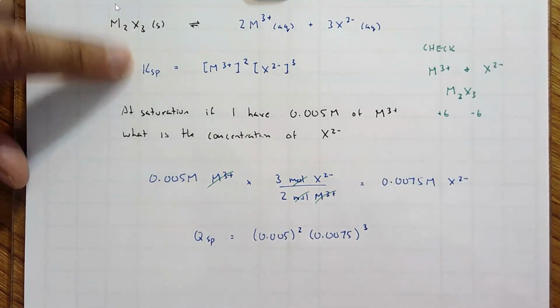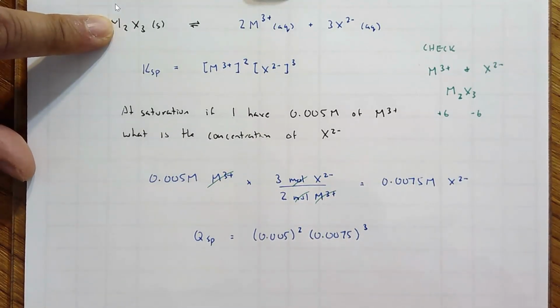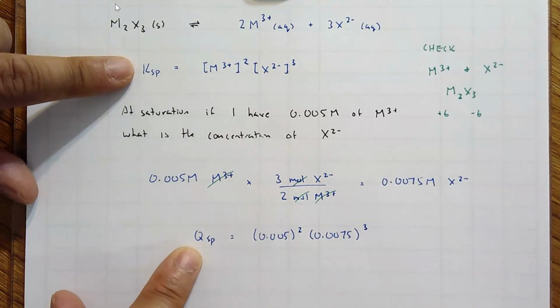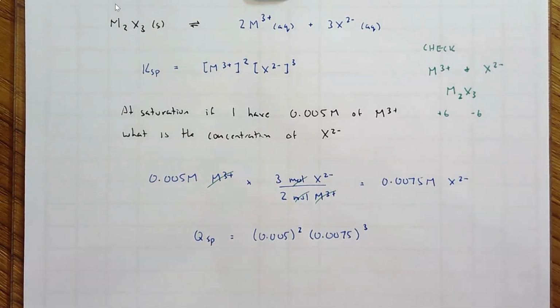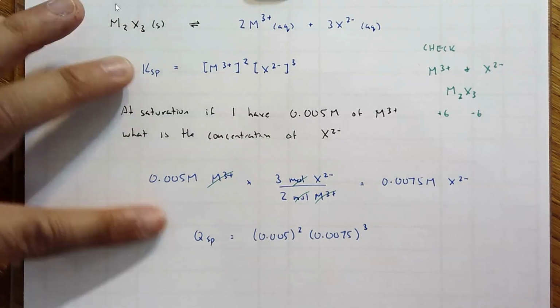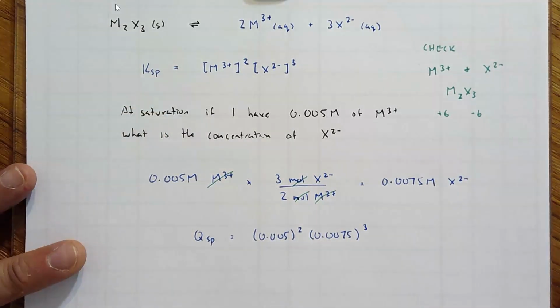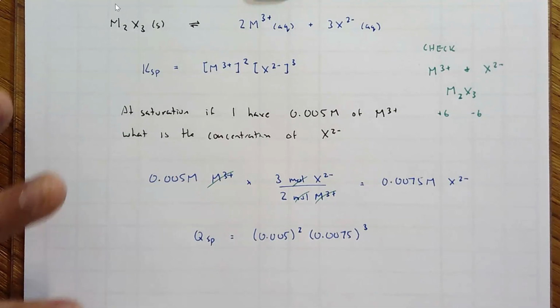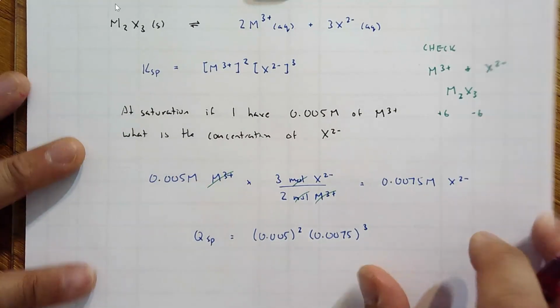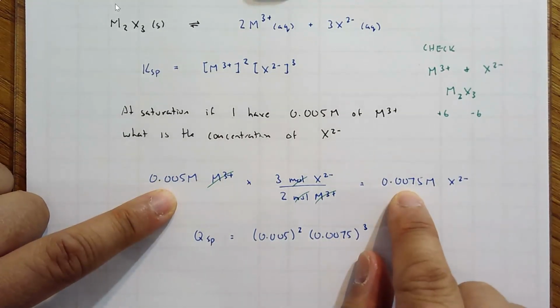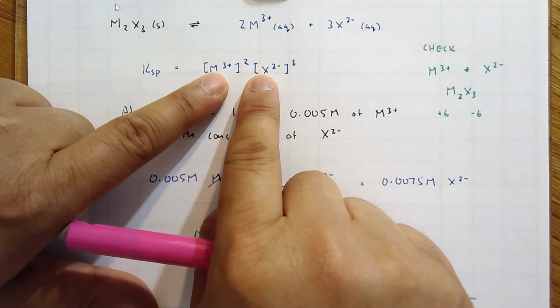So now you can figure out the QSP. I didn't give you the KSP for this salt, but then you can compare Q to K. And then you could figure out, does it shift left? Does it shift right? Or if Q equals K, it's already at equilibrium. But again, just keep in mind that we're going to have to be able to do something like this, because those two concentrations are not equal anymore.